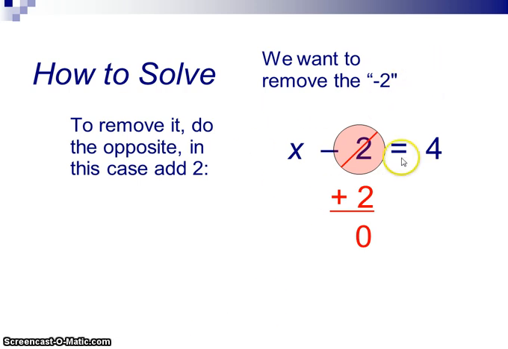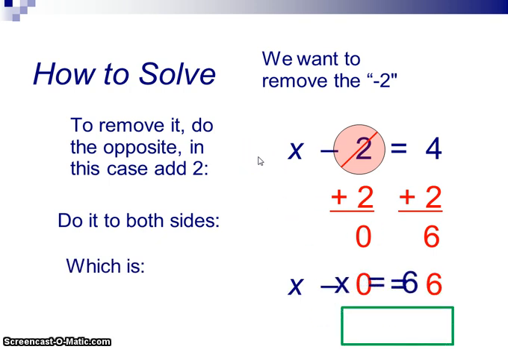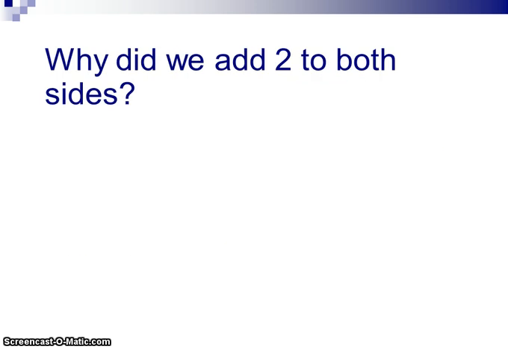Okay, just picture a bar or like a river going down through here, separating the two. And on the right side, we must do whatever we do on the left side. So whatever we do on this side of the equation, we must do on the right side of the equation. Okay, so we added 2 over here, so we must add 2 over here. So then we end up with x equals 6 as our answer.